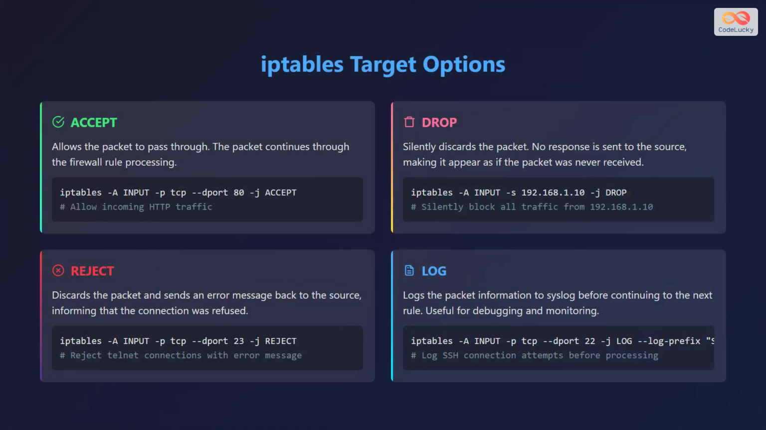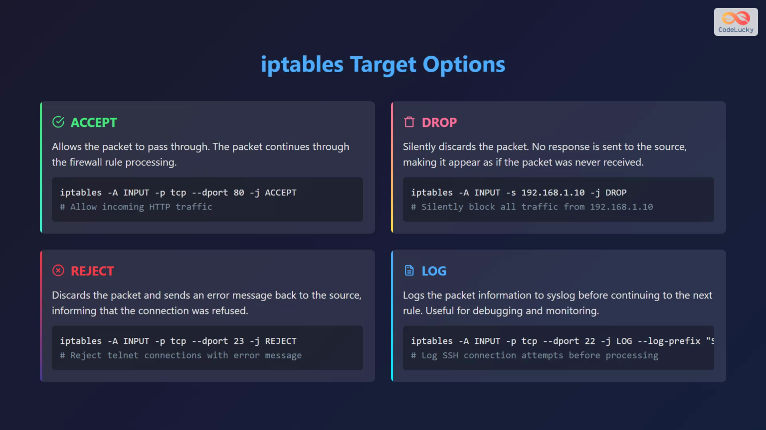Now let's discuss iptables target options. ACCEPT allows the packet to pass through, and the packet continues through the firewall rule processing. For example, iptables -A INPUT -p tcp --dport 80 -j ACCEPT, which allows incoming HTTP traffic.